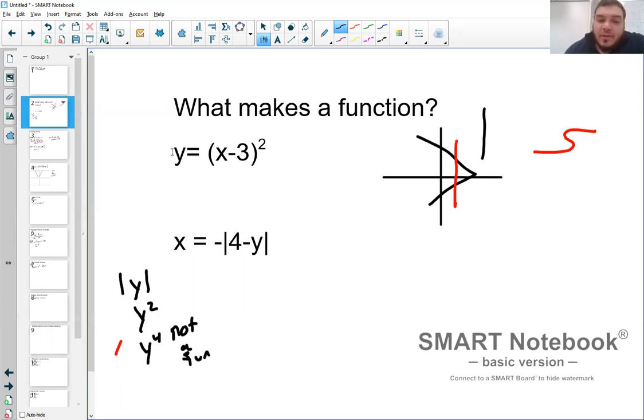Which means the first one, the y is by itself here. Because the y is by itself, it is a function. While over here, the x is by itself, and the y is inside an absolute value. So that automatically makes it not a function. It's really that easy to tell from just looking at the equation. That's 3 points, don't lose them.